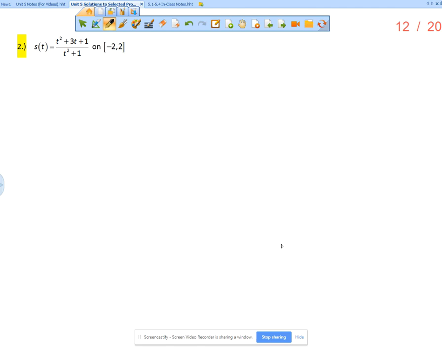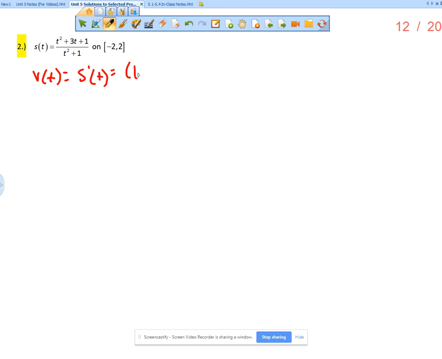All right, so first of all, when it says find the velocity and acceleration at time t, I'm simply looking for v of t and then a of t. So v of t is just the derivative. Remind yourself that's just s prime of t. So we're going to take the derivative of this function, t squared plus 3t plus 1 over t squared plus 1. So we're going to use the quotient rule.